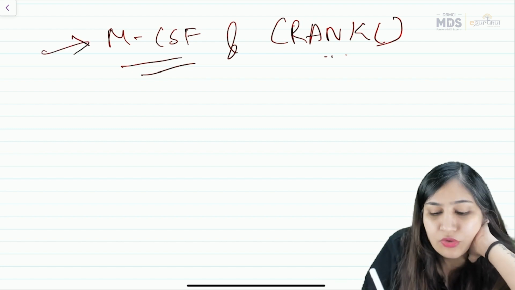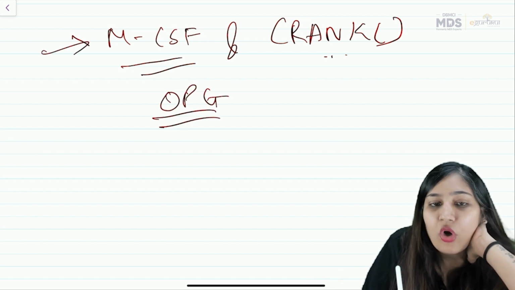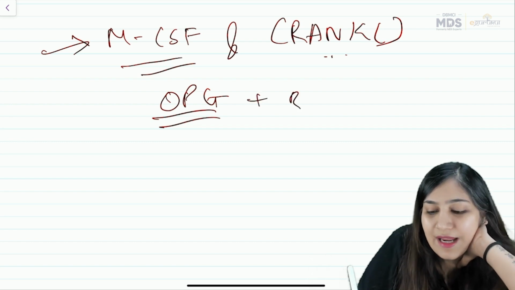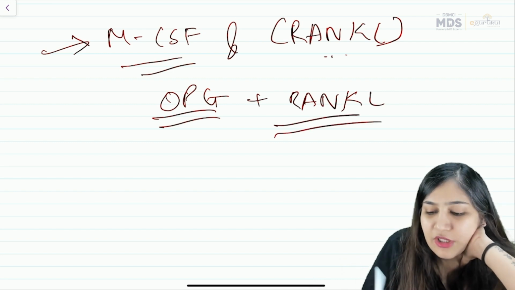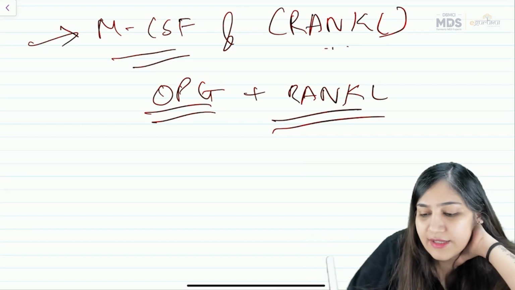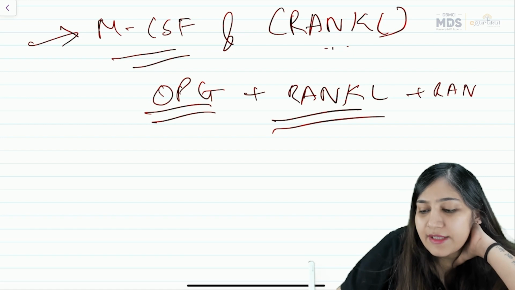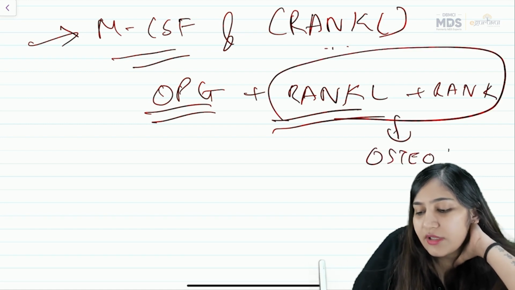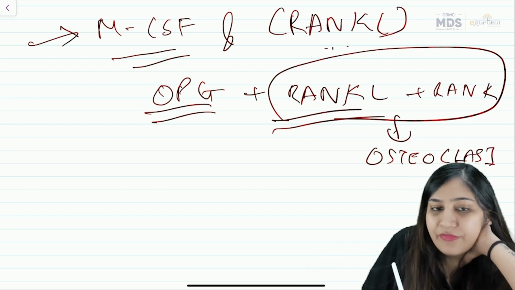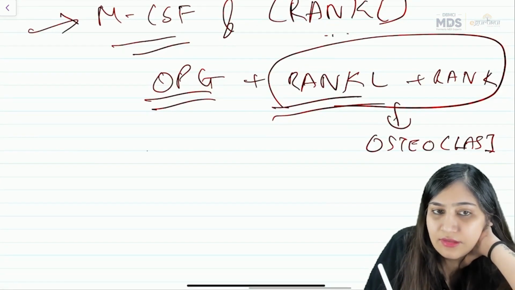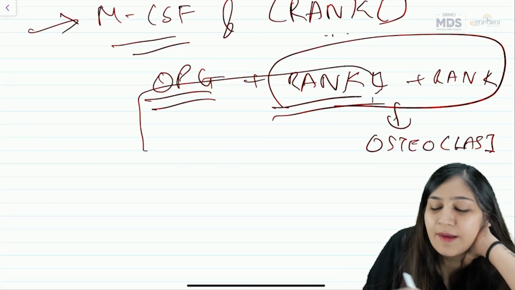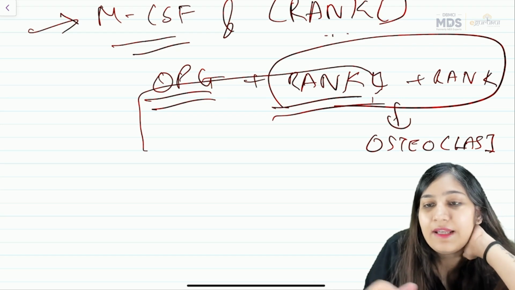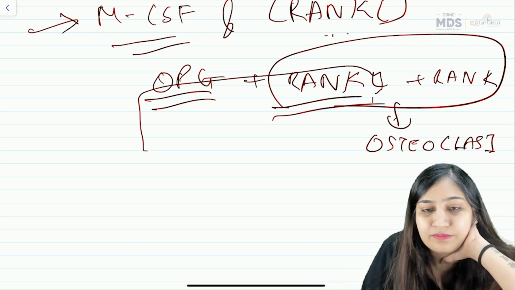Osteoblasts secrete what? OPG, osteoprotegerin, which binds with RANKL and inhibits osteoclast formation. For formation of osteoclast, RANK and RANKL signaling is important. But osteoblast secretes OPG that combines with RANKL and inhibits osteoclast formation.